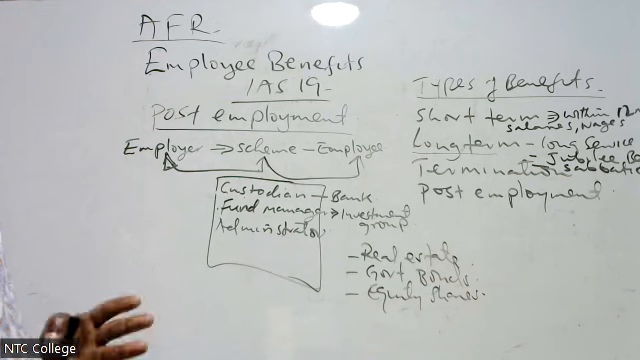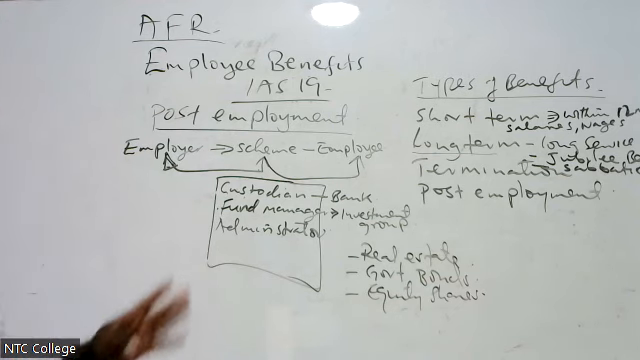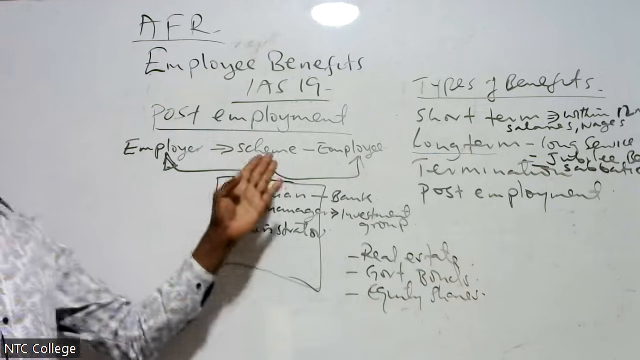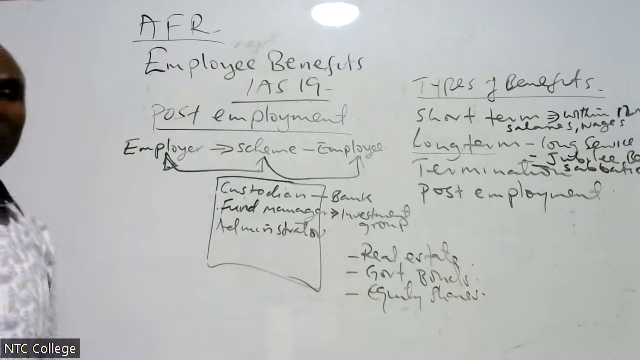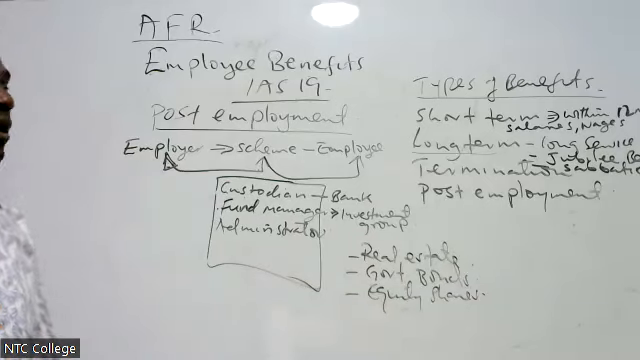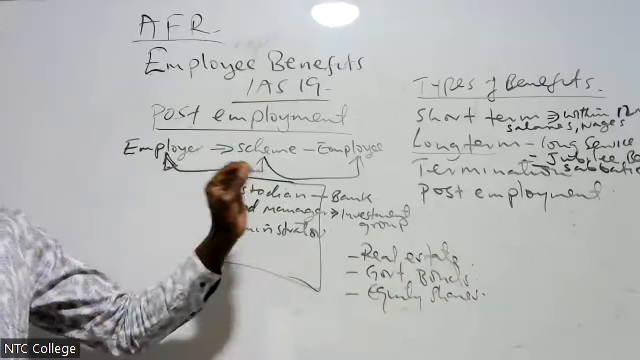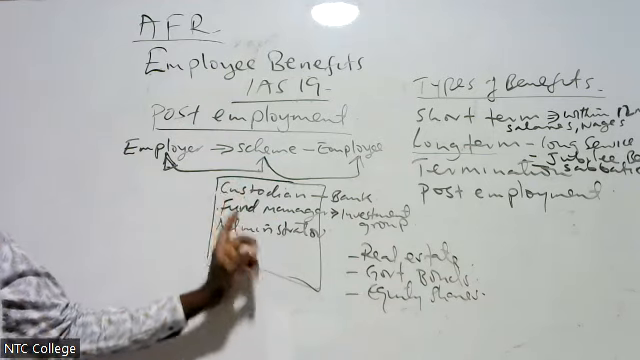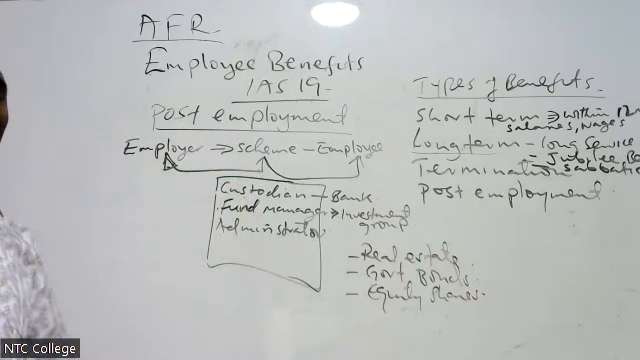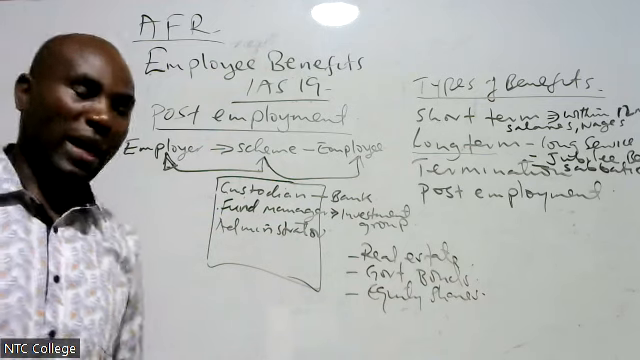RBA means Retirement Benefits Authority rules. Therefore, RBA has given guidelines. When you want to invest money for pension, you don't just invest in one basket. You don't just invest anyhow. RBA has given rules on how to invest this money. Therefore, the administrator will make sure that the fund manager is investing money as required.